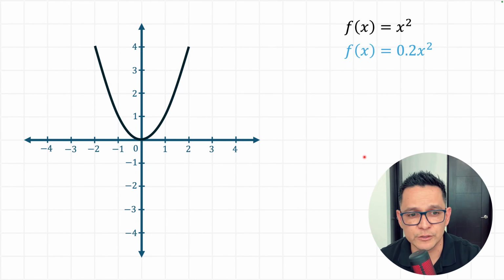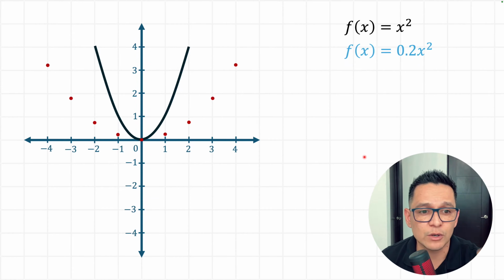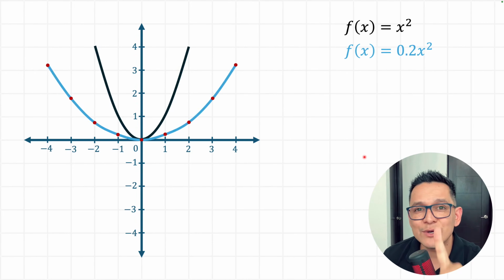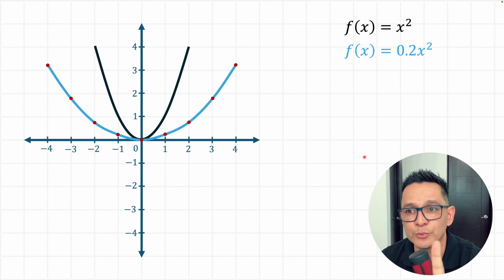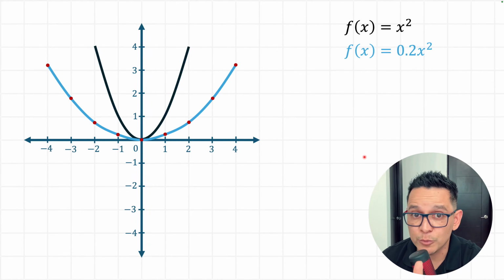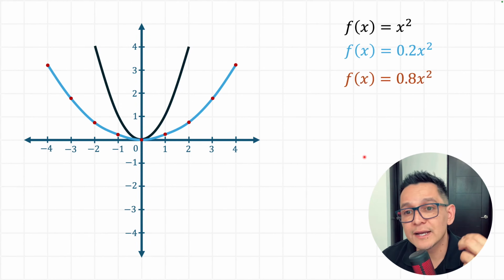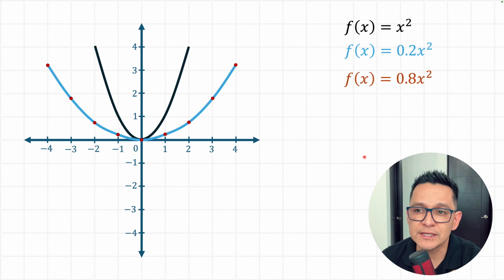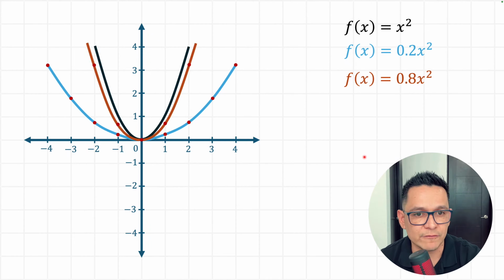I want you to see how the graph is turning out for the function f of x equals 0.2x squared. Please take a look at how it turned out. Because now I'm also going to graph the function f of x equals 0.8x squared. We do the same thing. We evaluate at different points, we get these points, and we draw our graph. I want you to analyze this.